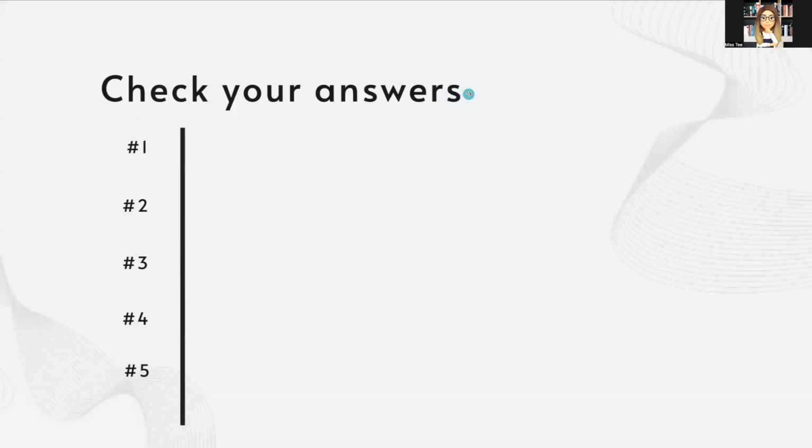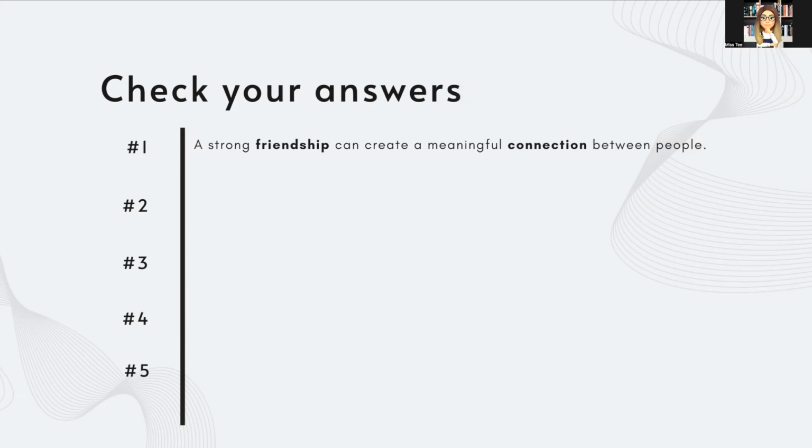Now we're going to check our answers. So here is our first sentence. A strong friendship can create a meaningful connection between people. Now, we have a strong friendship, which is our subject. Can create, so can is our helping verb, and then create is our main verb.